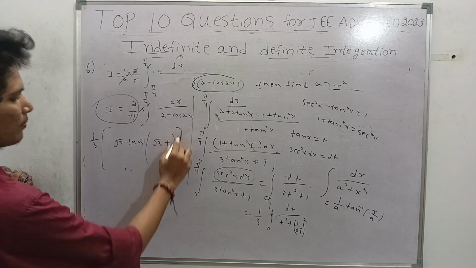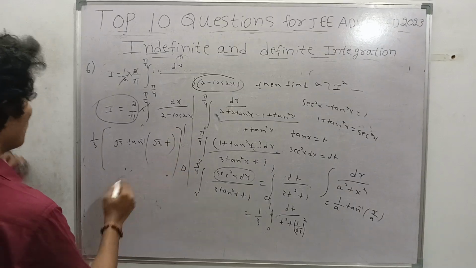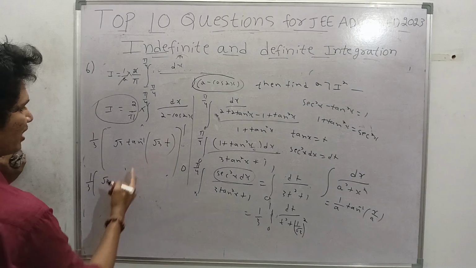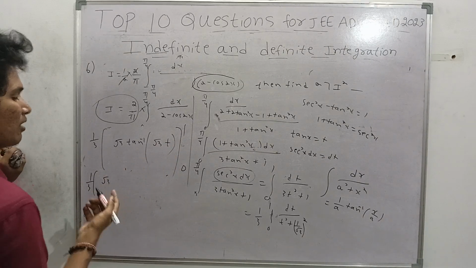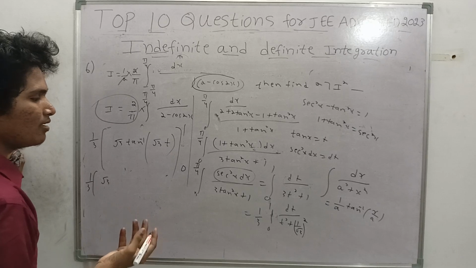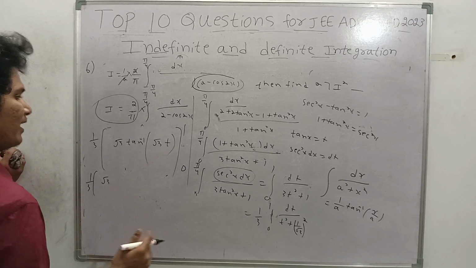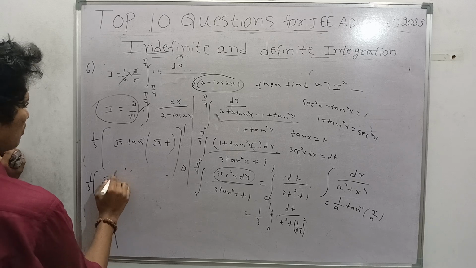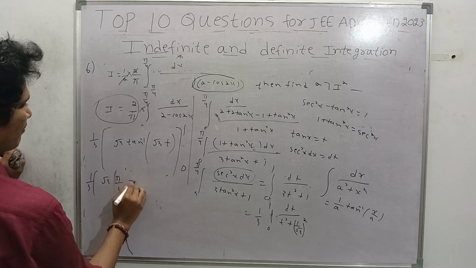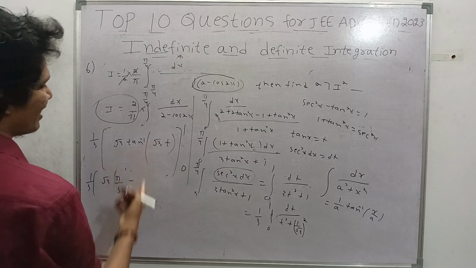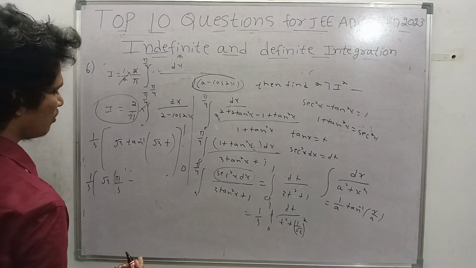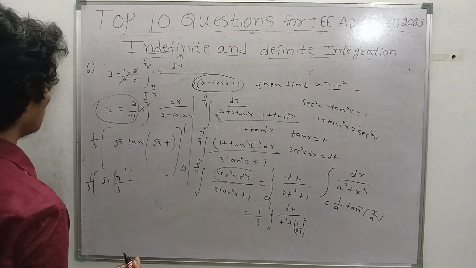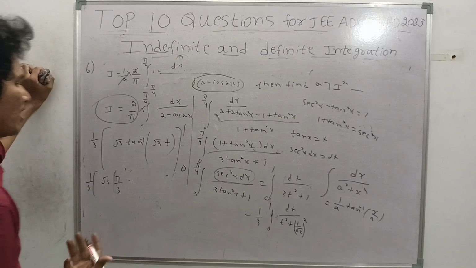Now what are the limits here? The limits are 0 to 1. Now I am applying the limits: 1 by 3 into root 3, when it is 1, it will be tan inverse root 3. What is tan inverse root 3? It will be 60 degrees, it is pi by 3. So root 3 into pi by 3 minus, when it is 0, it will be tan inverse 0. Tan inverse 0, it will be what?